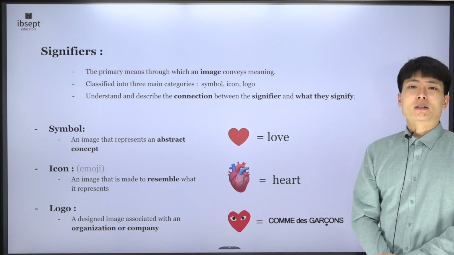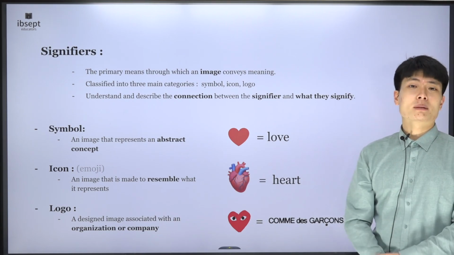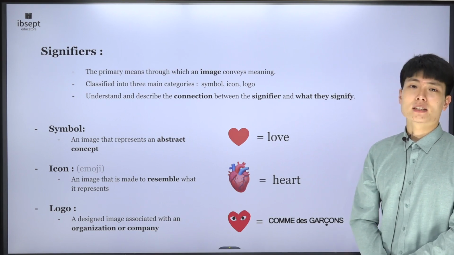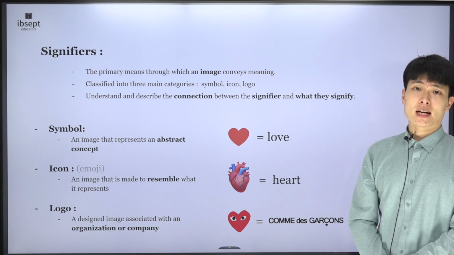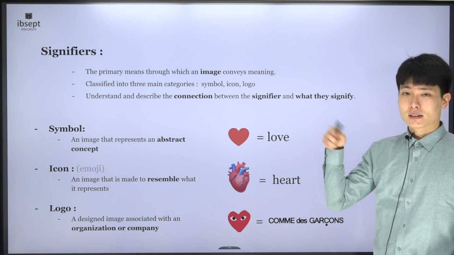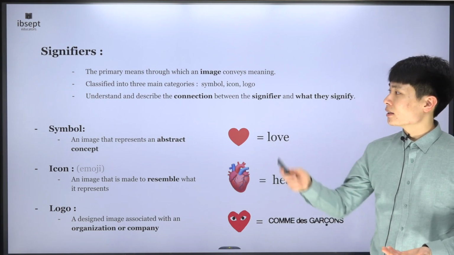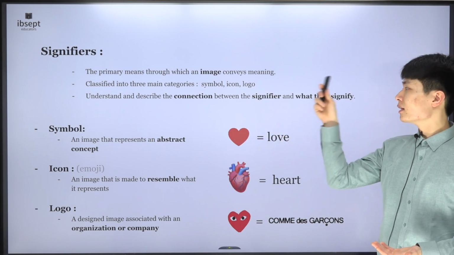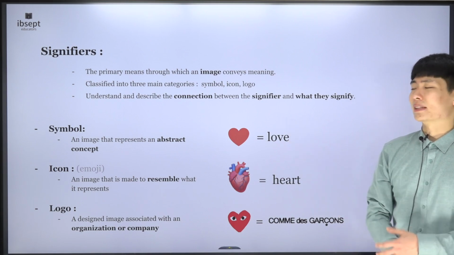We're going to start off by looking at what signifiers are. So signifiers are the primary means for which an image, a visual source, conveys meaning. And signifiers can be classified into three main categories: symbols, icons, and logos. So as good IB students, what you're aiming to do, you want to understand and describe the connection between the signifier and what they signify. Okay, sounds a bit confusing, right? Let's look at some examples.